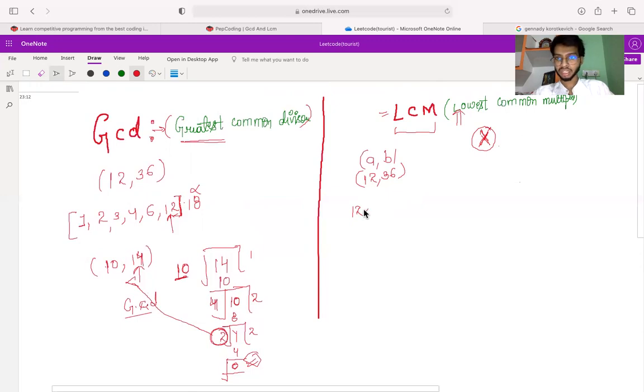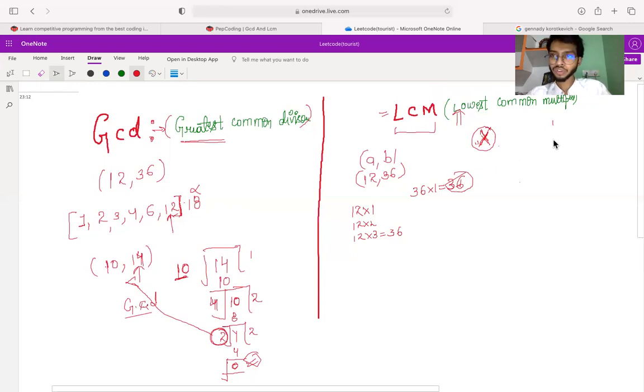For example, if I multiply 12 into 1, 12 into 2, 12 into 3, that equals 36. And 36 into 1 is also 36. So what I'm saying here is that 36 is the number which is divisible by 12 as well as by 36. So it is the least number which can be divided by both these numbers, and it is known as the lowest common multiple.